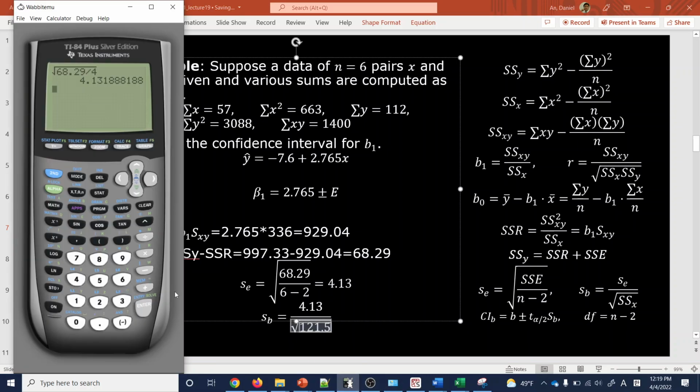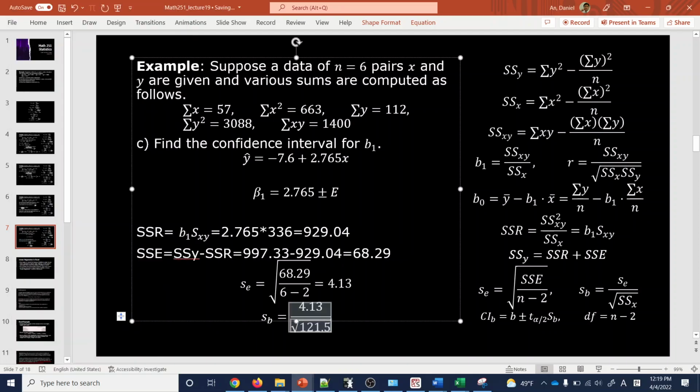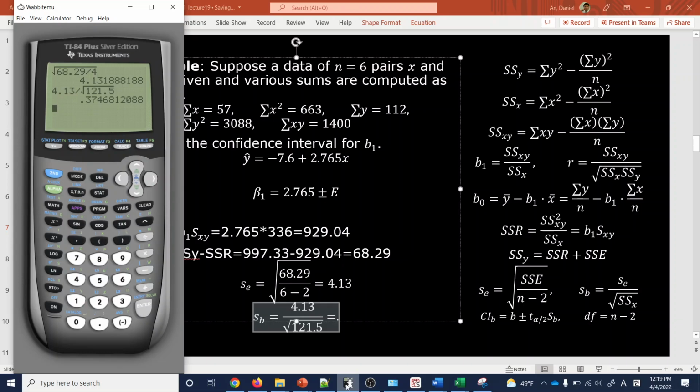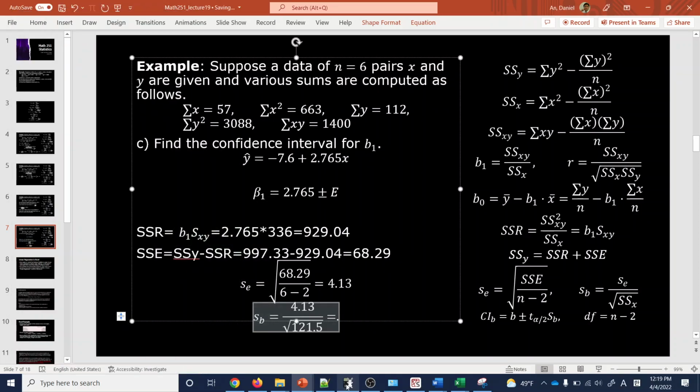Again, you go to the calculator. 4.13 divided by the second square root of 121.5. Okay, and you get 0.37468. All right, so that was a longer calculation than I anticipated. I'm sorry. All right, so now what do we do?